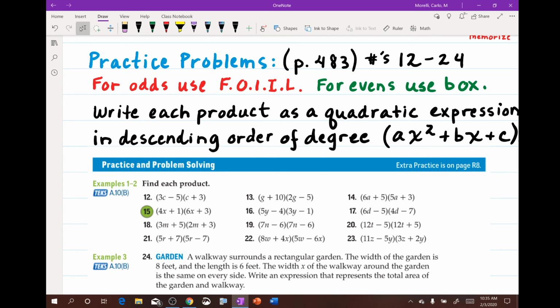It's my job to teach, okay? It's your responsibility to learn. And I'm putting this up here. This is due tomorrow. You write it in your journal. Okay? I want you to do FOIL on the odds. On the evens, I want you to use box. I want you to write each product as a quadratic expression in descending order by degree or by exponent, kind of like this.